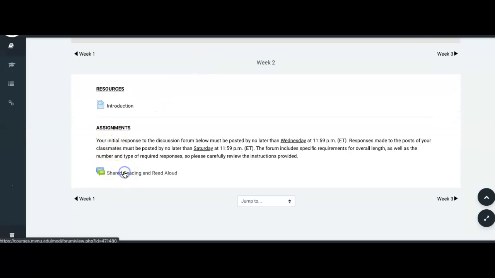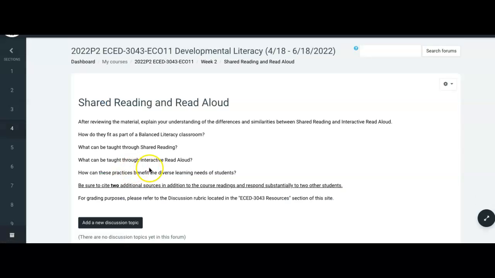Your assignment this week is, after reviewing the material, to explain your understanding of the differences and similarities between shared reading and interactive read aloud. How do they fit as part of a balanced literacy classroom? What can be taught through shared reading? What can be taught through interactive read aloud? How can these practices benefit the diverse learning needs of our students?